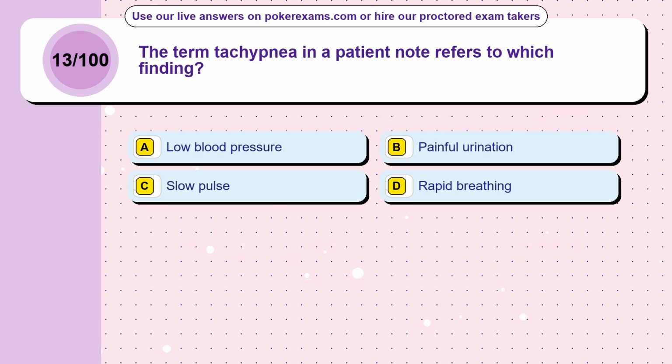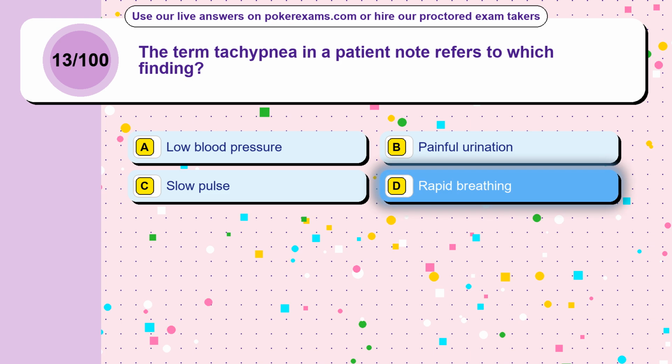Question 13. The term tachypnea in a patient note refers to which finding? Option A, low blood pressure. Option B, painful urination. Option C, slow pulse. Option D, rapid breathing. The correct answer is option D, rapid breathing.